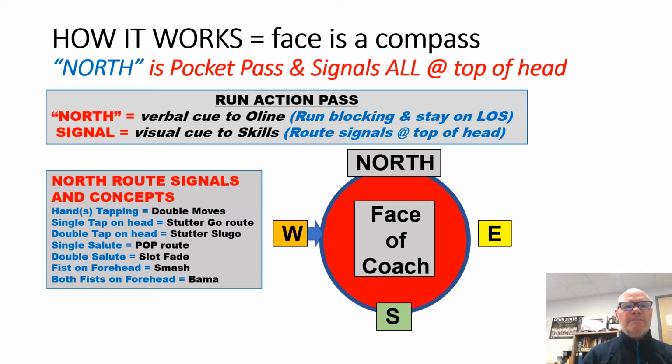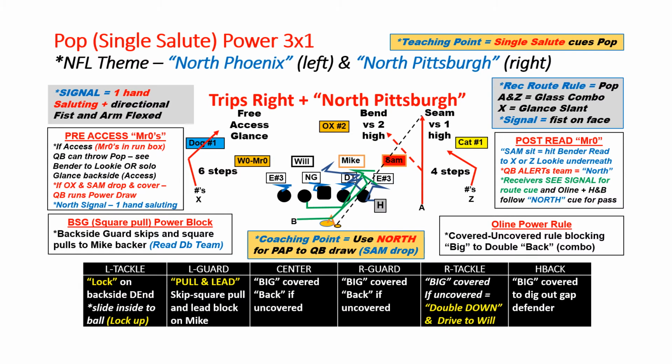Let's take a look. All right, our first one is using power as our inside gap blocking, and then we'll just use our normal RPO route, which is our pop. But by using the north verbal cue to the O-line, they're going to stay on the line of scrimmage, and it's going to be pass all the way. You can see the running back after the fake will check that Sam backer that is normally our RPO run key. Again, the quarterback will use very similar read progression as he would for the RPO as he does for the run action pass.